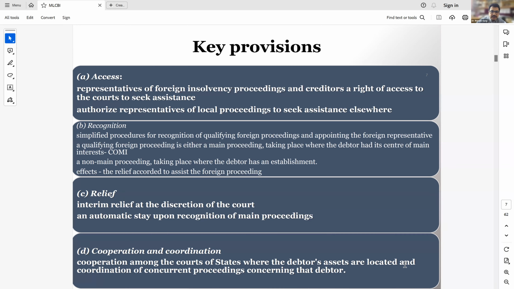Then the third principle is relief. Interim relief is at the discretion of the court, and an automatic stay upon recognition of the main proceedings is provided. Then the fourth is cooperation and coordination. There is cooperation amongst the courts of states where the debtor's assets are located, and coordination of concurrent proceedings concerning that debtor.